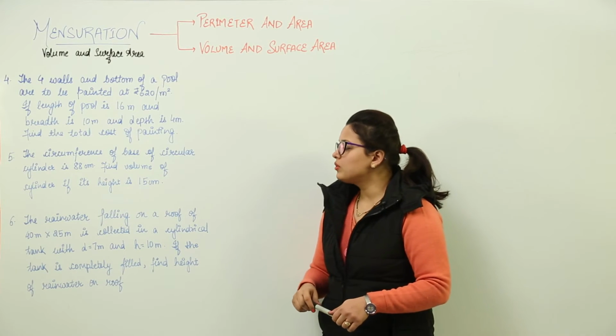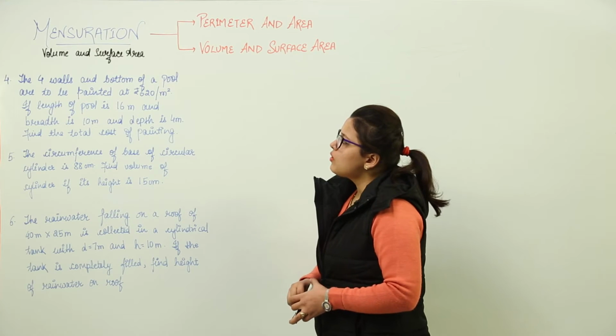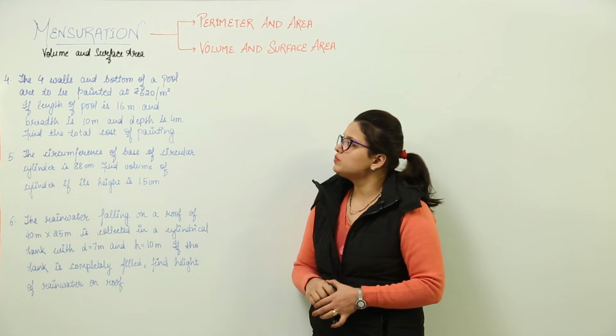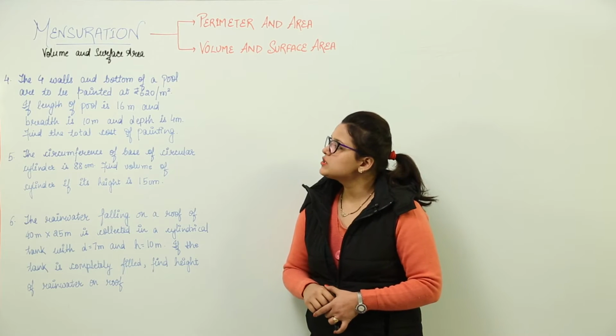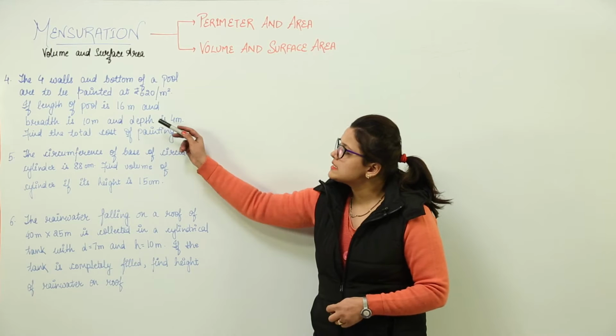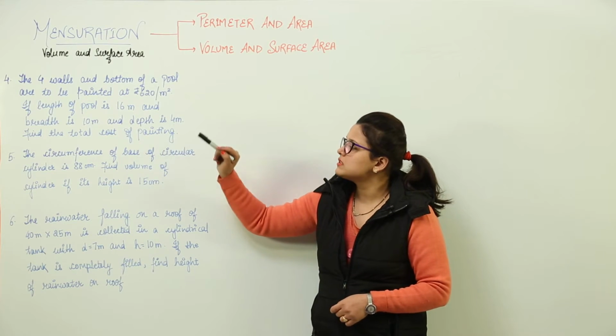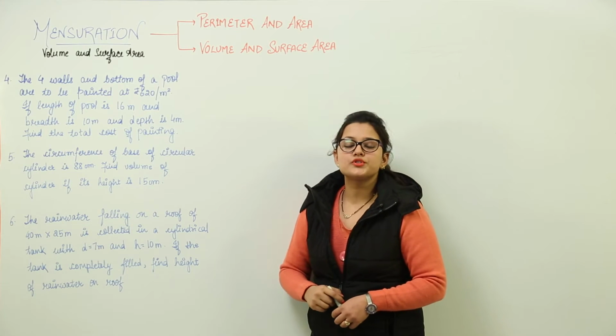Let us do some more questions based on the same topic. The question says the four walls and bottom of a pool are to be painted at rupees 620 per meter square. Now, if the length of the pool is 16 meters, breadth is 10 meters and depth is 4 meters, you have to find the total cost of painting.